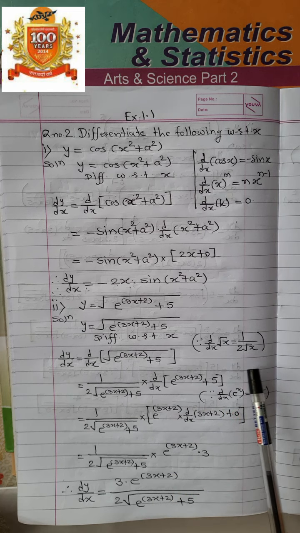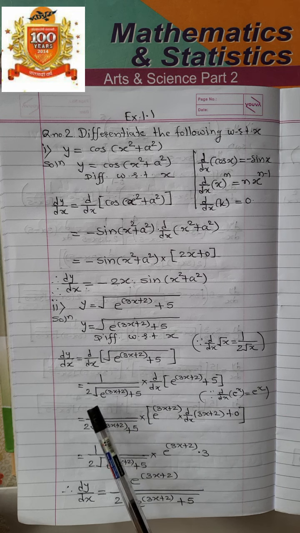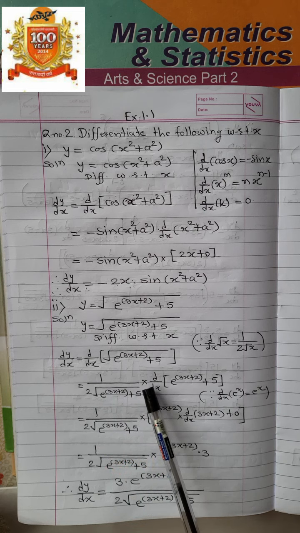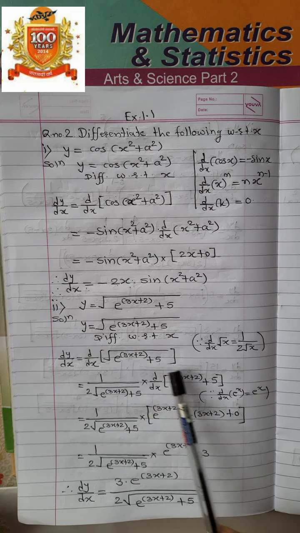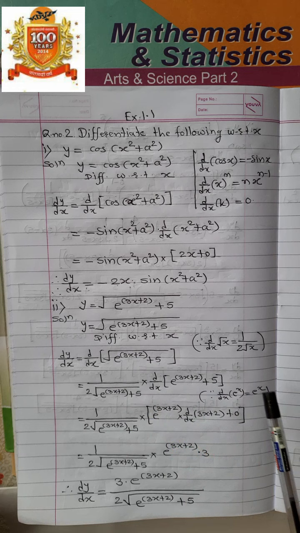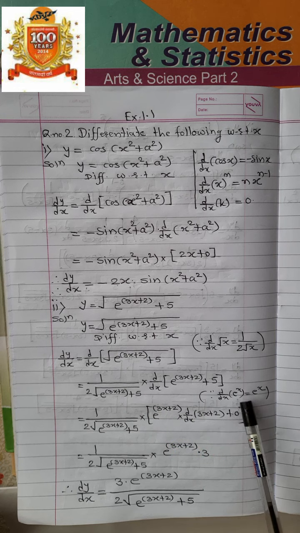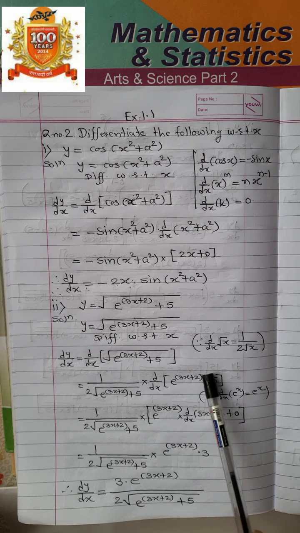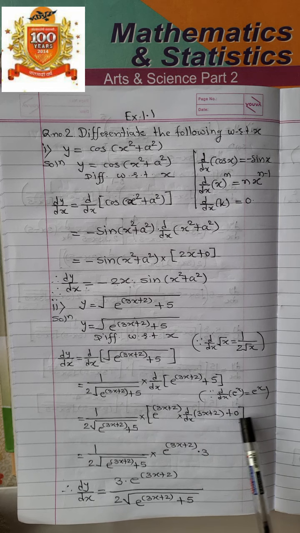Therefore, dy by dx is equal to d/dx of root of e raised to power 3x plus 2 plus 5. We know that derivative of root of x is 1 upon 2 root x. Therefore, derivative of root of e raised to power 3x plus 2 plus 5 is 1 upon 2 root of e raised to 3x plus 2 plus 5 into derivative of this function, that is derivative of e raised to power 3x plus 2 plus 5.